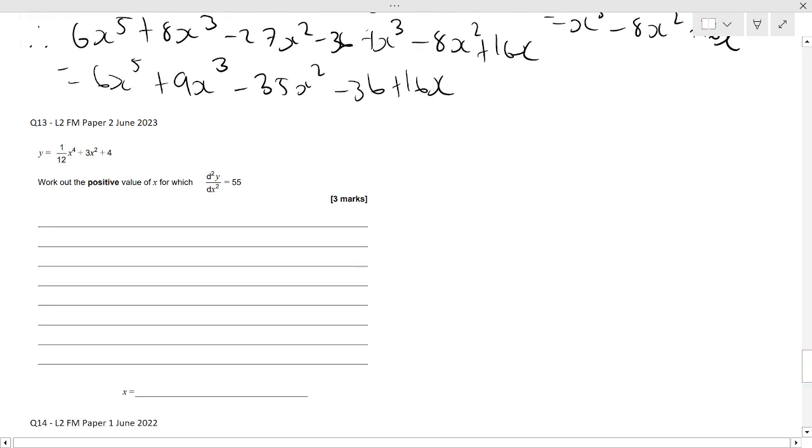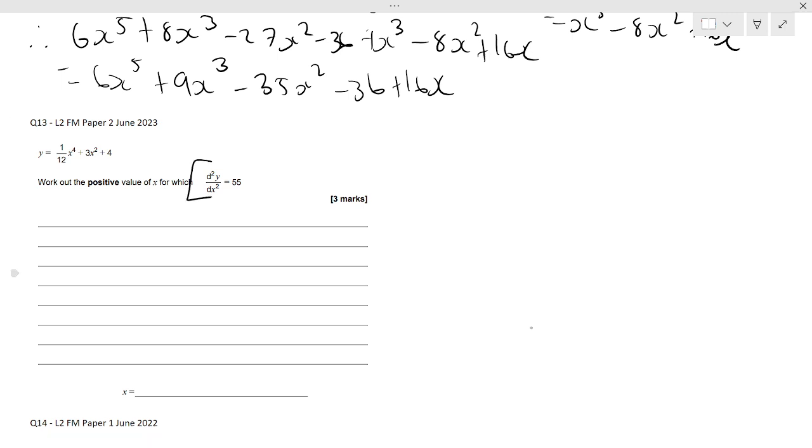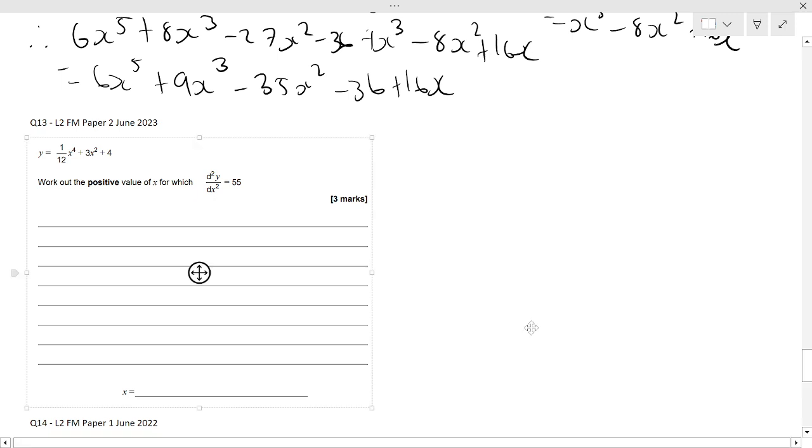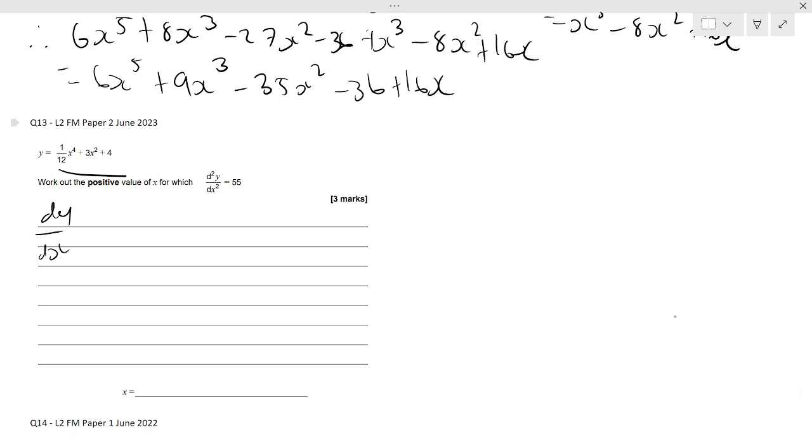Okay, question 13. So we are given y is one twelfth x to the 4 plus 3x squared plus 4. Find the value of x for which d squared y by dx squared is 55. Well, you should recognise this is going to be the second derivative, not the first. So we need to differentiate twice. So how are we going to differentiate it once? Well, this time it's written in a nice polynomial form, clearly. So we can differentiate it straight off the bat.